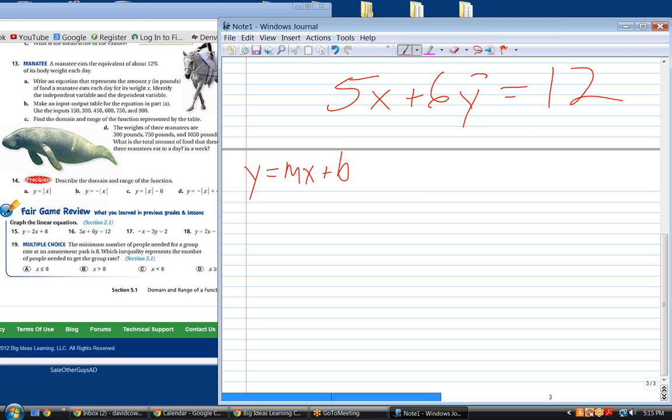We're trying to isolate the y, so we want to get rid of anything that's not y. In other words, this 5x term needs to be moved to the other side, if I'm going to eventually get this thing into that format. So the first thing I would do would move the 5x over.